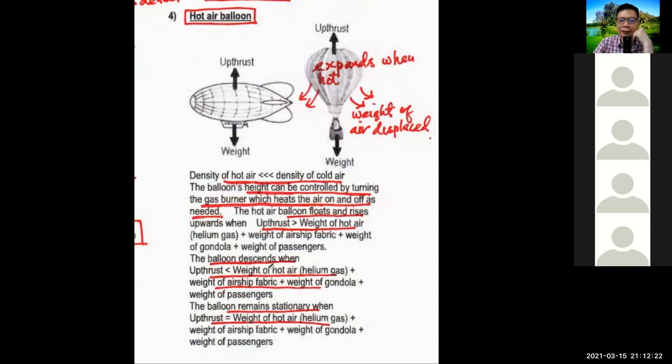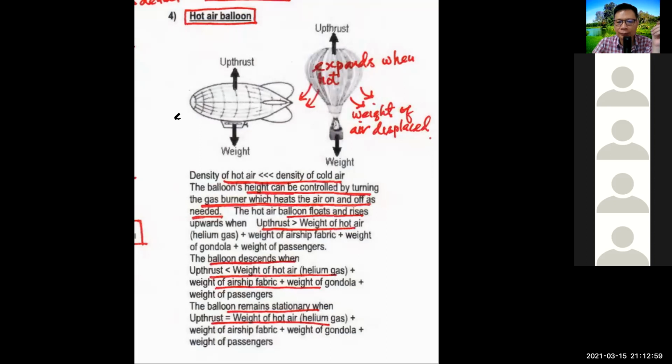But once again, it never explained where the upthrust comes from. I told you here already, please jot down the remarks here. The upthrust comes from the weight of the air displaced. When you heat up the gas, the balloon becomes bigger and displaces more air, so the buoyant force, the upthrust, is bigger. So it goes up, okay? Upthrust smaller than the weight, so it comes down. The balloon remains stationary when the upthrust is equal to the weight of everything. So this is how a hot air balloon works.